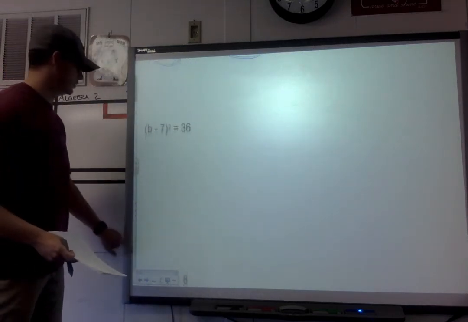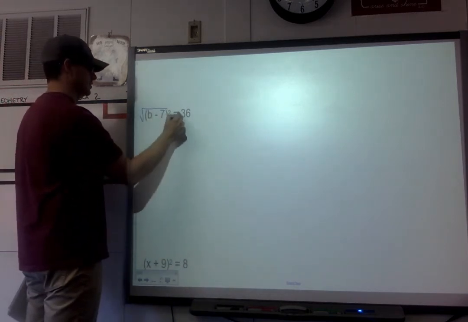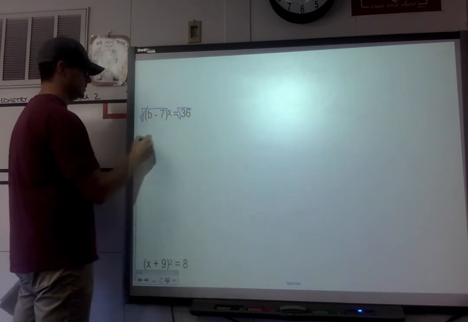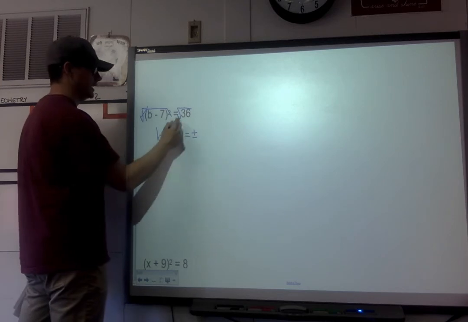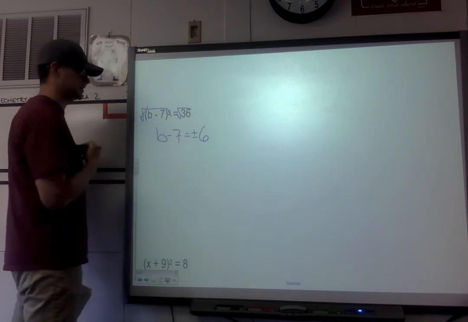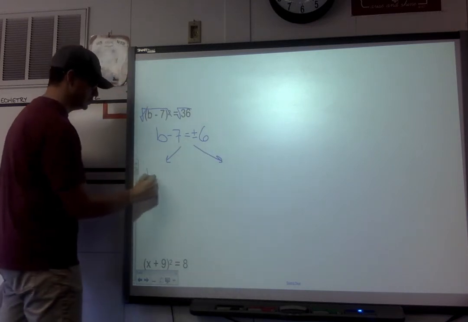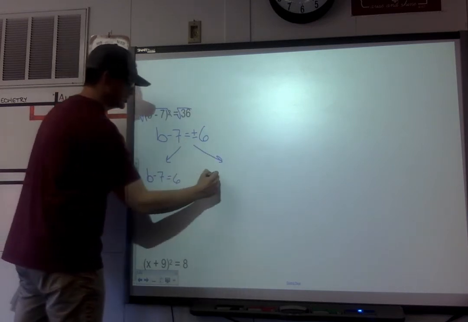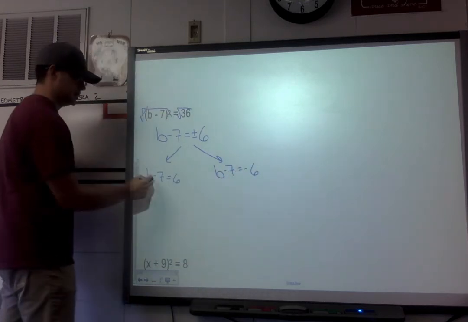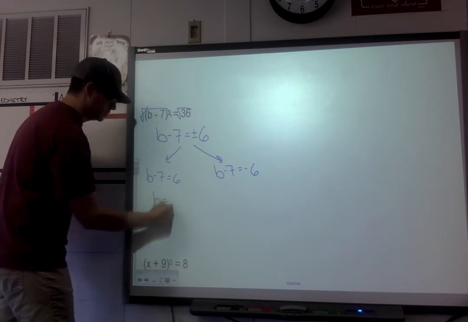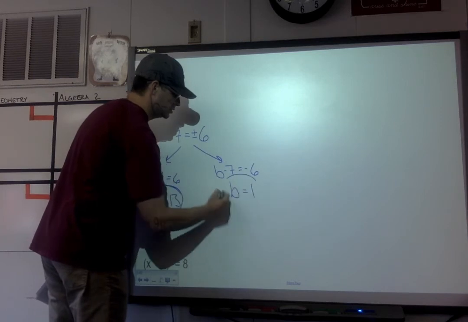Let's go ahead and do another one here. Again, since I have a square here, I can take the square root of both sides to cancel. So I get b minus 7 equals plus or minus the square root of 36, which is 6. Break it into my two separate equations. B minus 7 equals 6, and b minus 7 equals negative 6. Add 7, I get b equals 13, and b equals 1.